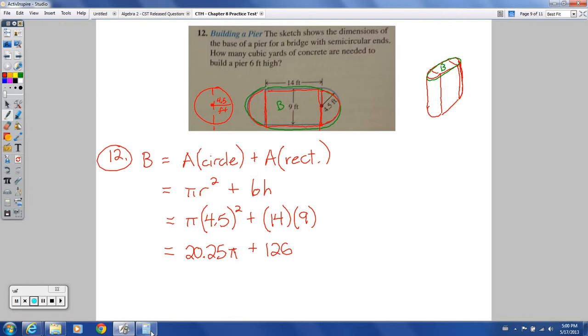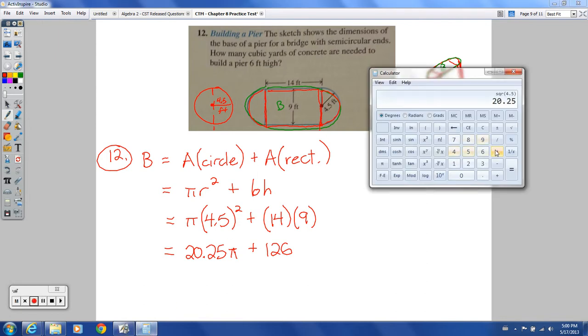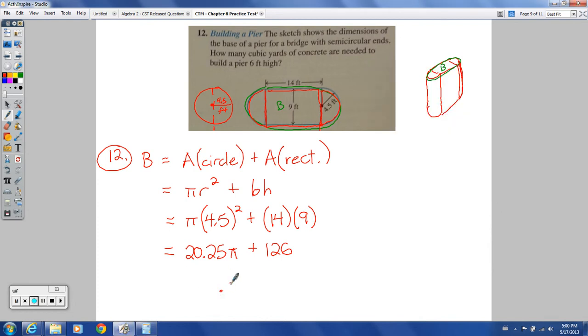Now, approximating at this point would be a good idea. So I'm going to take 20.25 times pi and add 126, and I'm going to use more decimals than I might normally. I got 189.6173 if I round that off. This is feet cubed.